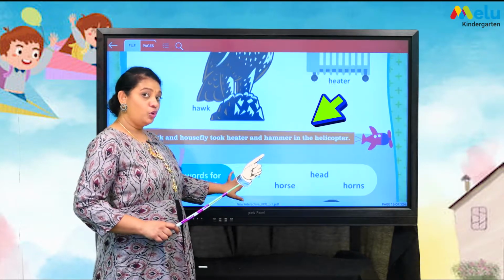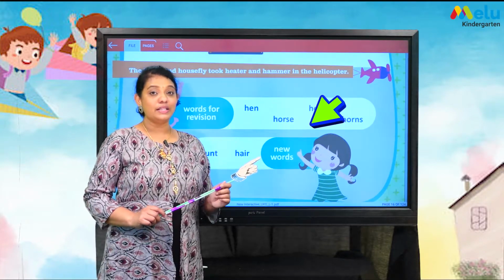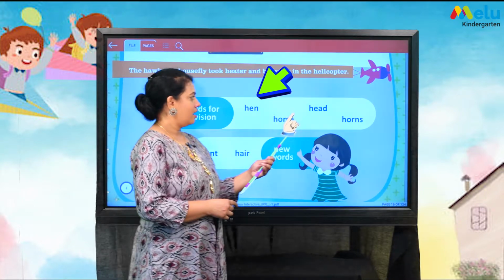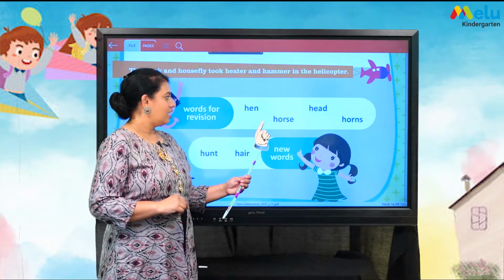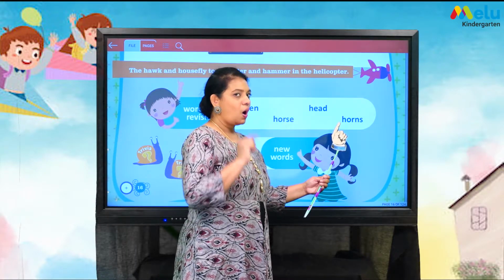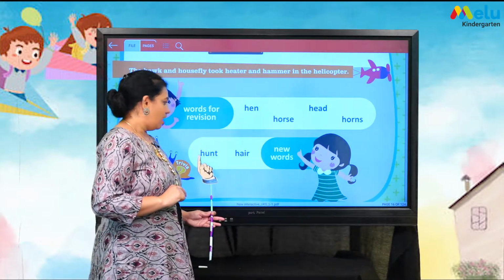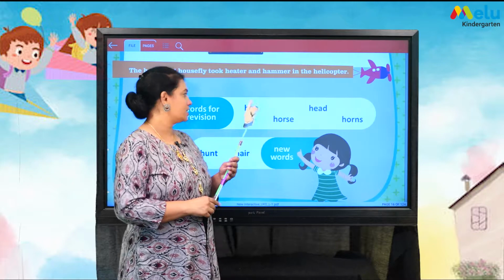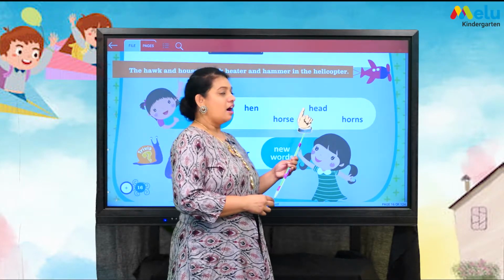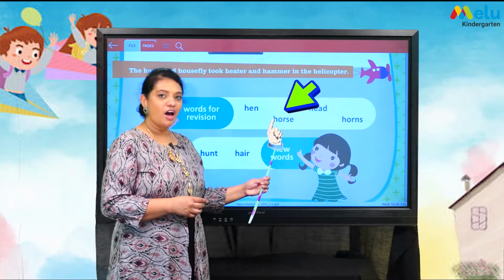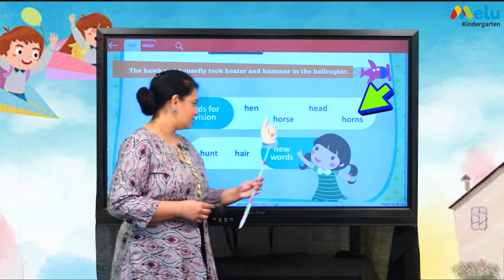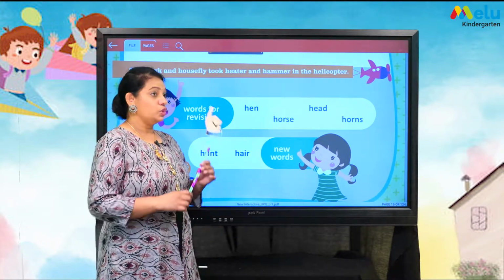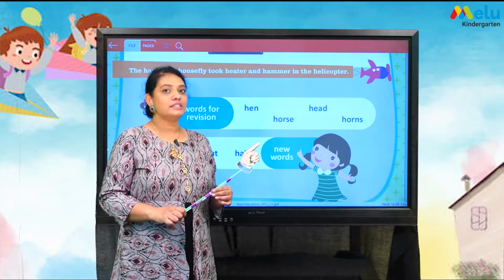Yes, and we have a few more new words that start with letter H. Let us see them. Hen, head, horse, horns, hunt, hare. Okay, shall I repeat? Hen, head, horse, horns, hunt, hare. Okay children, so you also keep reading in the same way.